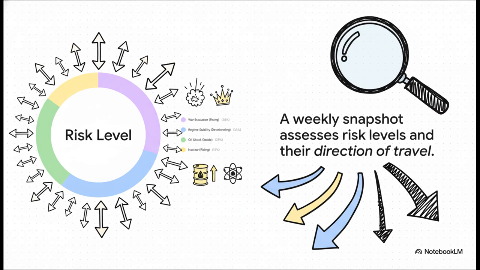So you take all these different data points, dozens of them, and they all get boiled down into one simple, high-level weekly assessment. This is the snapshot. In a single glance, you can see the overall risk levels for war, for regime stability, for an oil shock, and for nuclear escalation. And crucially, you can see which way they're trending.